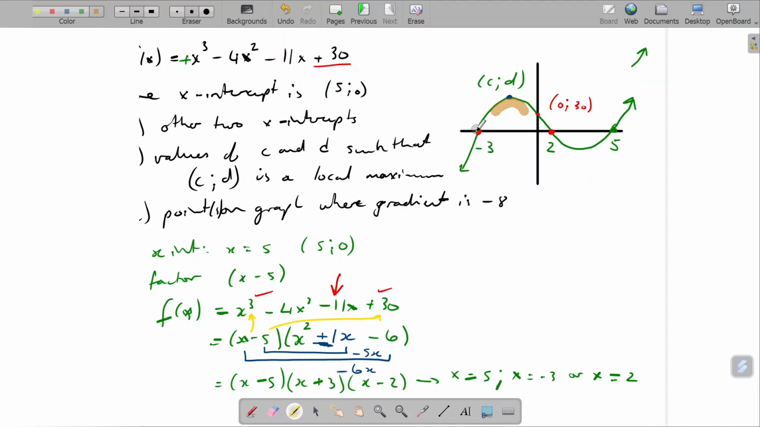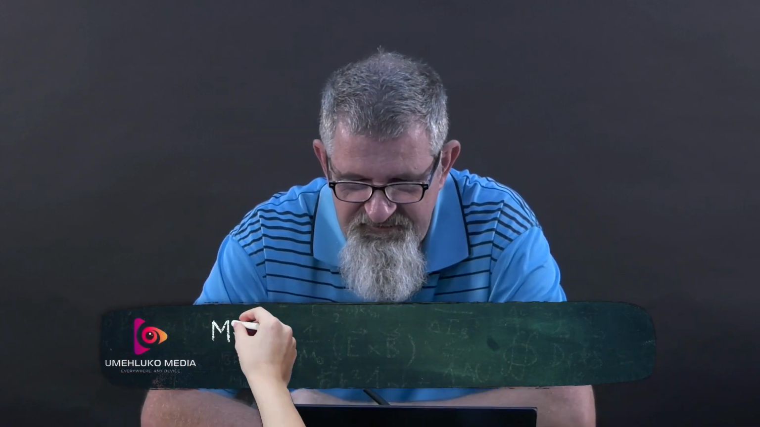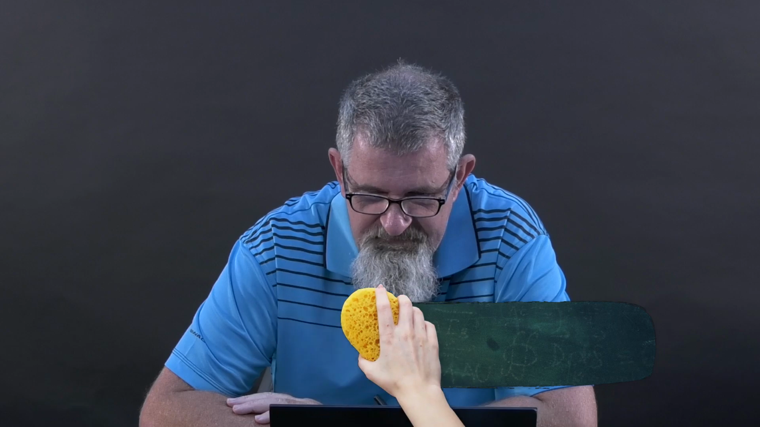Okay, this raises an interesting question, because what I'd like to see here is that this local maximum must lie in between the values of minus 3 and 2. And in the same way, this local minimum must lie in between these two x cut values of 2 and 5. So in between any two consecutive x cuts must lie a turning point or stationary point, or at least the x value of one of those types of points.